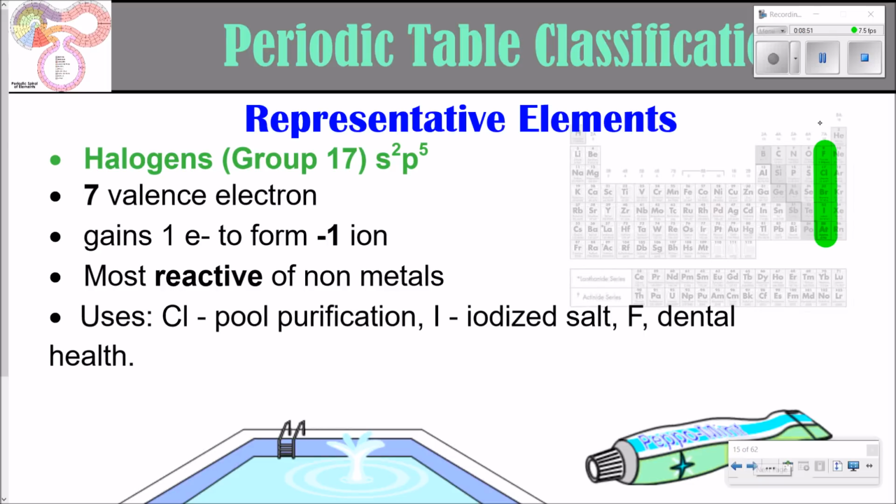Then we're going to skip over here to group 17, and that's S2P5 as the generic electron configuration. These are the halogens. They have 7 valence electrons, so they're very close to that octet, and they're going to gain 1 more electron to form a -1 anion. They're the most reactive of the nonmetals because they're so close to forming that octet and becoming isoelectronic with a noble gas. Some examples are chlorine, which is used in pool purification, iodized salt, and fluorine, which is used in dental health.